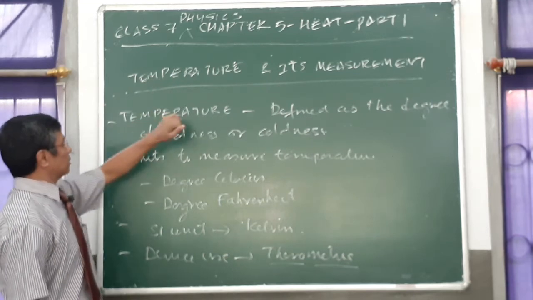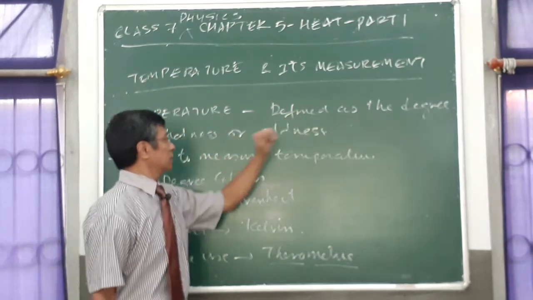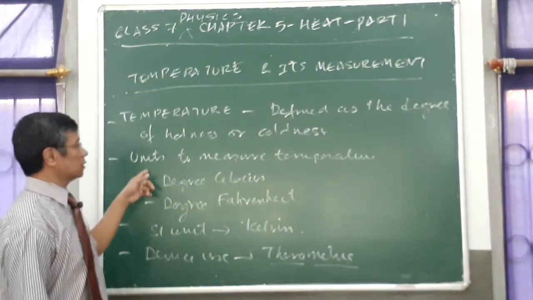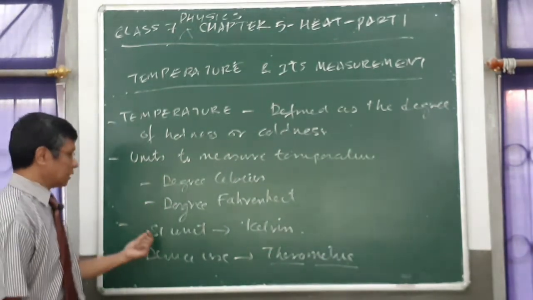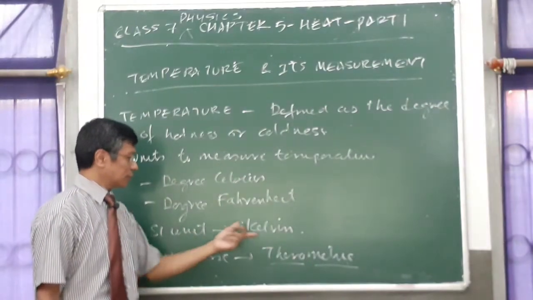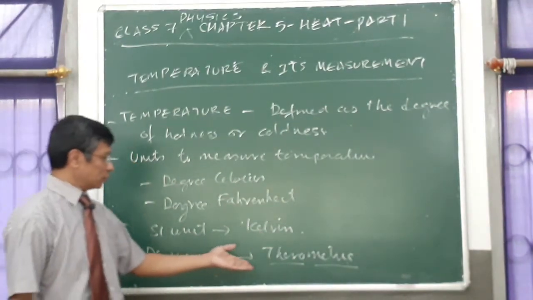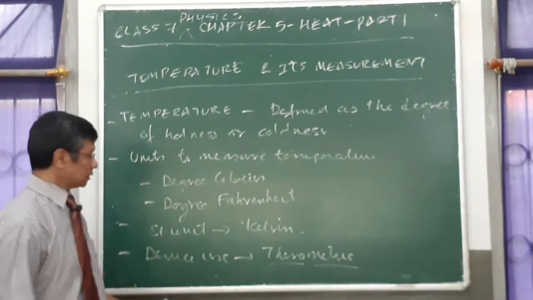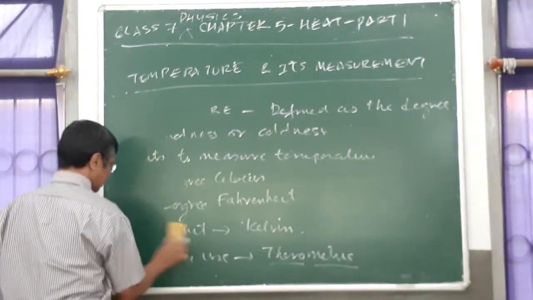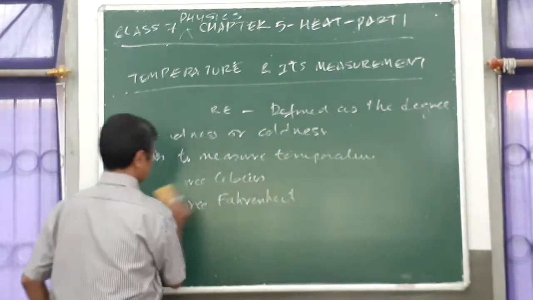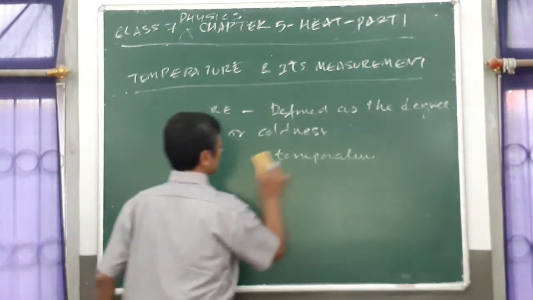So, temperature and its measurement. Temperature is defined as the degree of hotness or coldness. The different units that we use to measure temperature are degree Celsius and degree Fahrenheit. The SI unit of measurement of temperature is Kelvin, and the device that we use to measure temperature is called a thermometer.